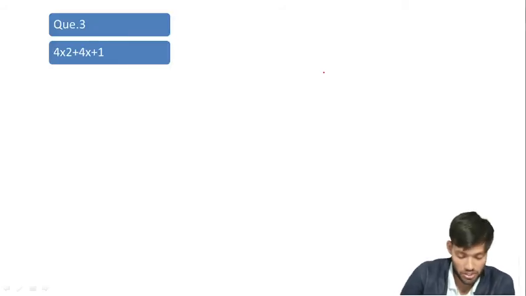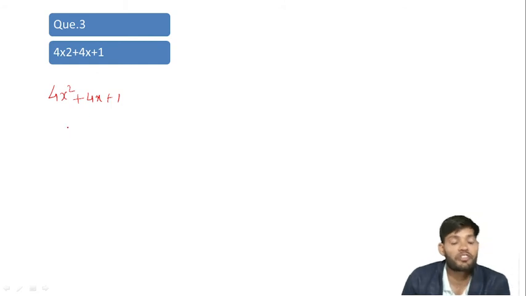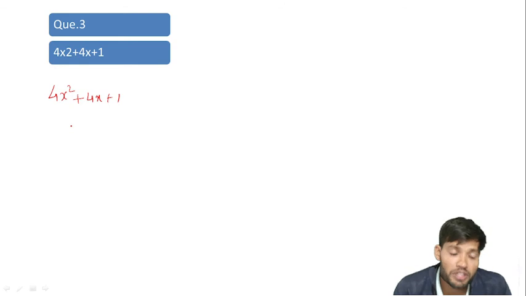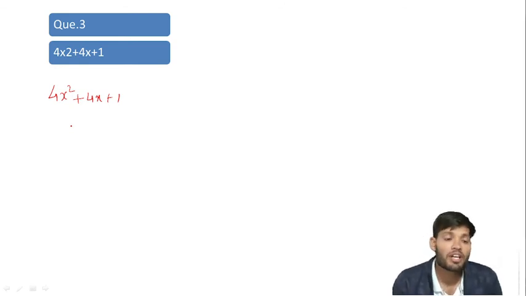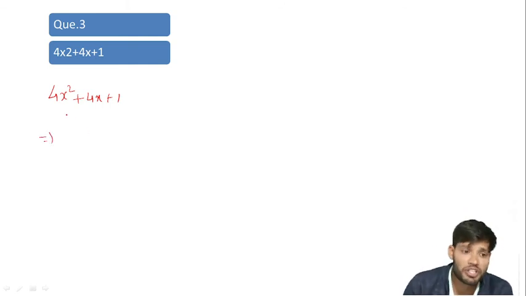Again, the next question is: what is this? 4x square plus 4x plus 1. We have to find the factors of this expression. You should also try to do it. Please pause the video and try it yourself, and after that play the video again and see the solution of that expression. What will be the solution?